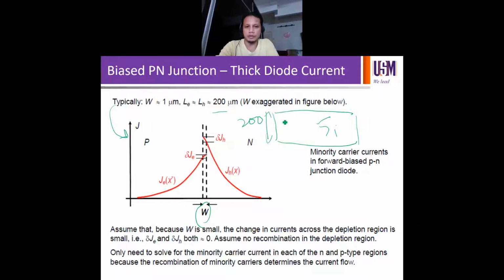Then assuming this is your PN junction, the depletion width there is only about 1 micron, okay? So kalau you plot like this for P and N, it's going to look like this. You just have to flip this into a horizontal representation. So JH is the diffusion current density due to minority holes in N type, and JE is due to minority carrier electrons in P type.